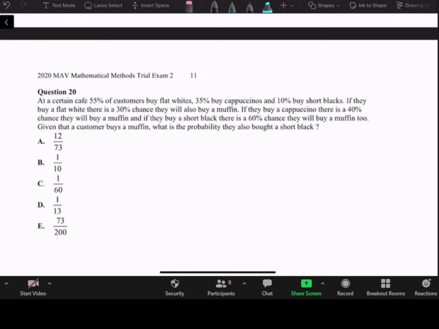So next question, there's a cafe. So I'm just going to call flat whites F. So there's 0.55 people buy those, 0.35 buy cappuccinos, and 0.1 buy short blacks. So first thing to notice is that this adds up to 1, 100%, so that means all of the customers buy at least one of these.